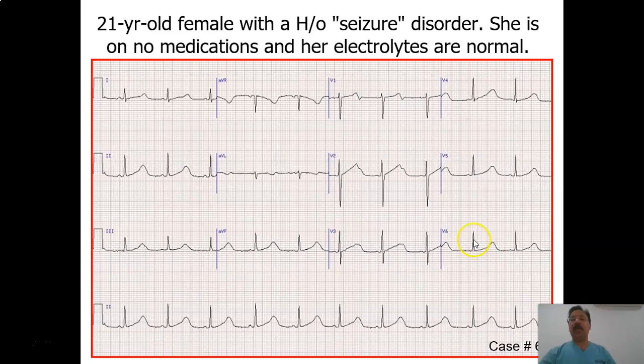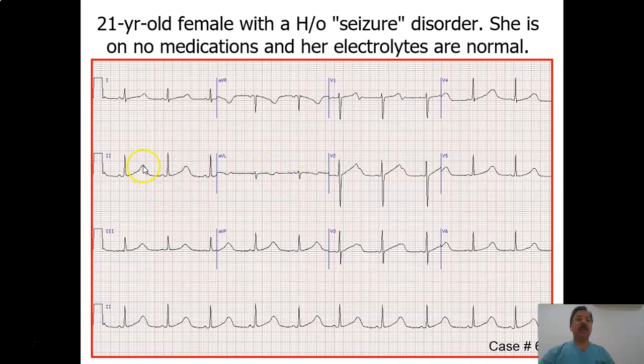And the height of the R wave is not more than 35, so no left ventricular hypertrophy. Look for right ventricular hypertrophy: no tall R wave in V1. Bundle branch blocks: no bundle branch blocks, as there are no wide coarse complexes in V1 or V2.